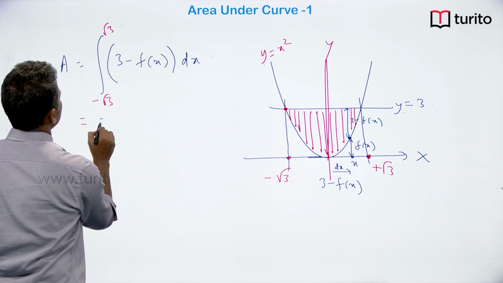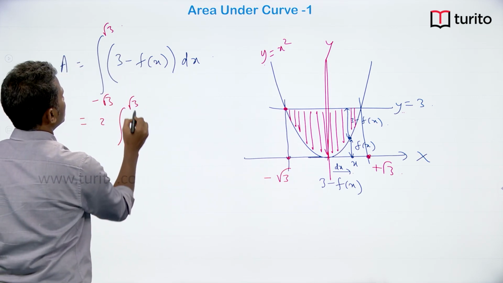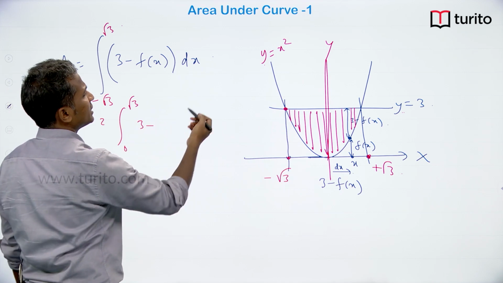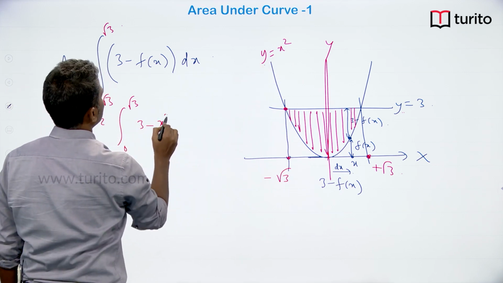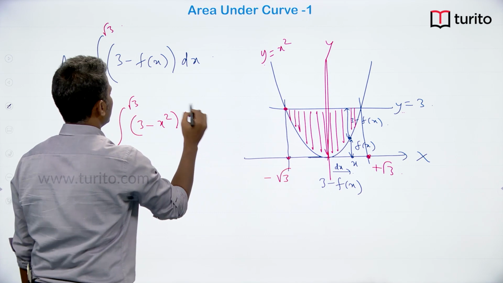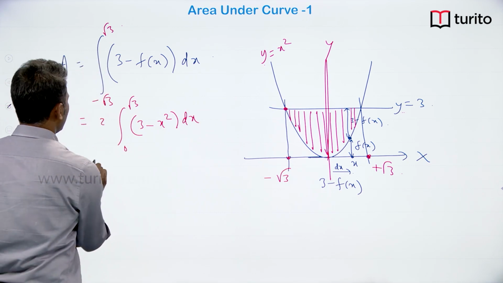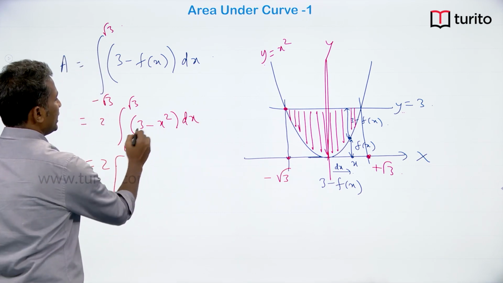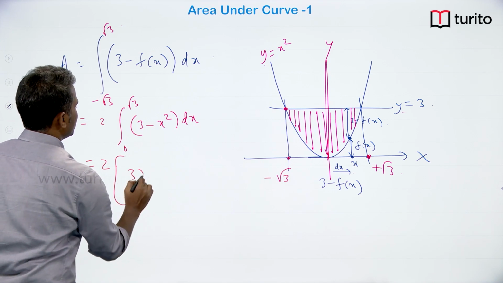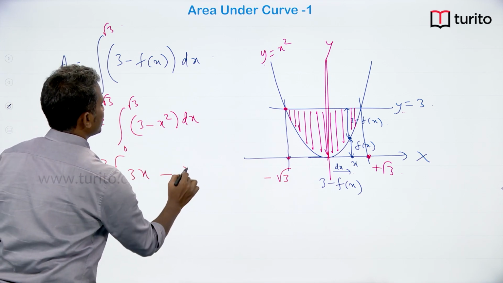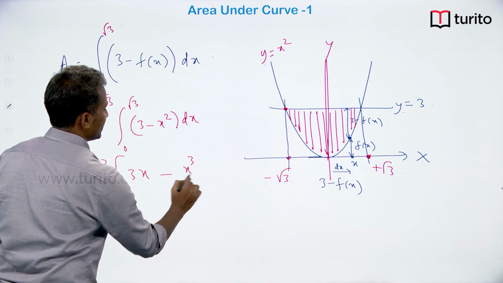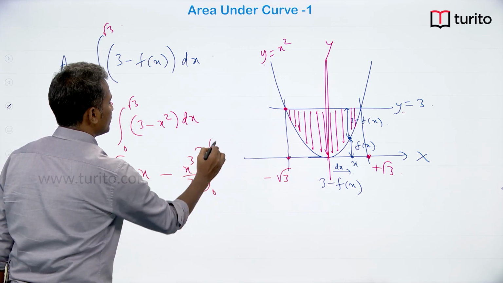So I can also write this as 2 into integral from 0 to root 3 of 3 minus f of x. That means what is f of x here? x square dx. This way also I can get the area. So let me just simplify it and show it to you. Integral of 3 is going to be 3x minus integral of x square is x cube by 3, limits going from 0 to root 3.